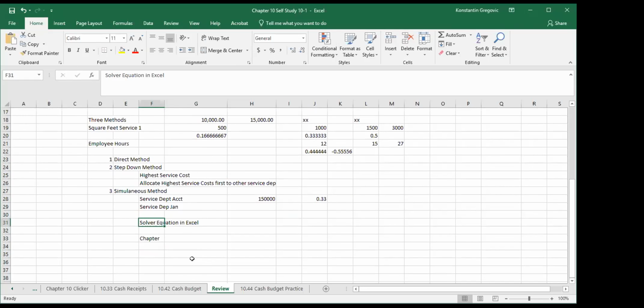Now, physical allocation is, let's say you've got tons. You're just going to allocate between products based on tons. The most simplest allocation and the quickest, not necessarily the most accurate. Who can name another method? So we've got physical, we've got constant gross margin. Sales value at split off. Very good. So sales value at split off.